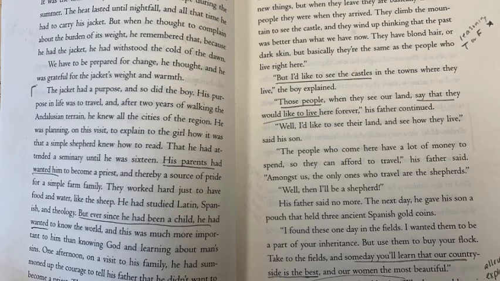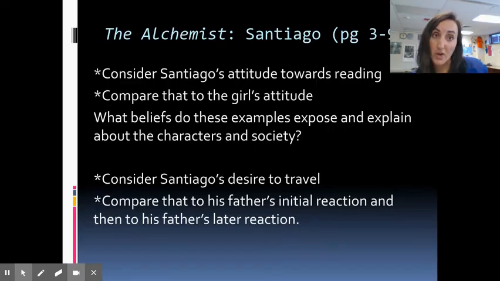You can see each character building their argument based upon their beliefs. Santiago wants to go into the world and experience and see things, which, as we tie to the hero's journey later, makes a lot of sense. The father gives all of his reasons why he doesn't need to go, which are also valid. "Well, then I'll be a shepherd," Santiago explains back. His father said no more.